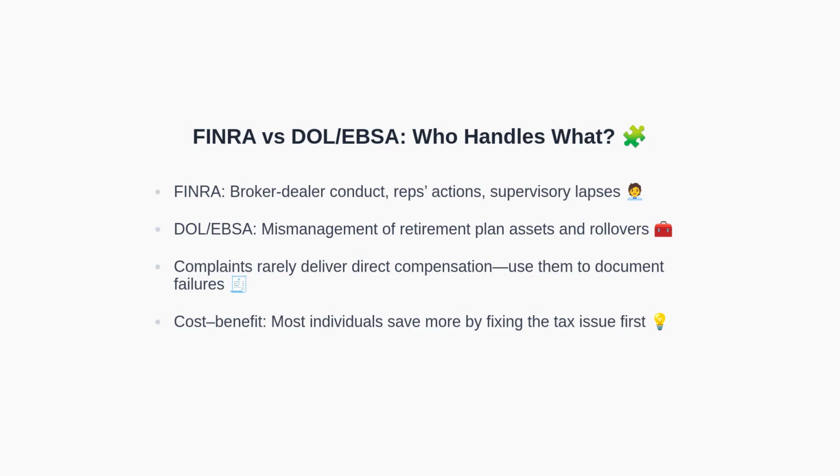Let's clarify roles. FINRA addresses broker-dealer conduct, representative behavior, and supervision failures. DOL's EBSA handles the mismanagement of retirement plan assets and rollover issues. Regulatory complaints rarely result in direct compensation for fees or opportunity costs. They primarily document failures. Practically speaking, most individuals save more by fixing the tax classification error quickly rather than pursuing small compensation over a long period.